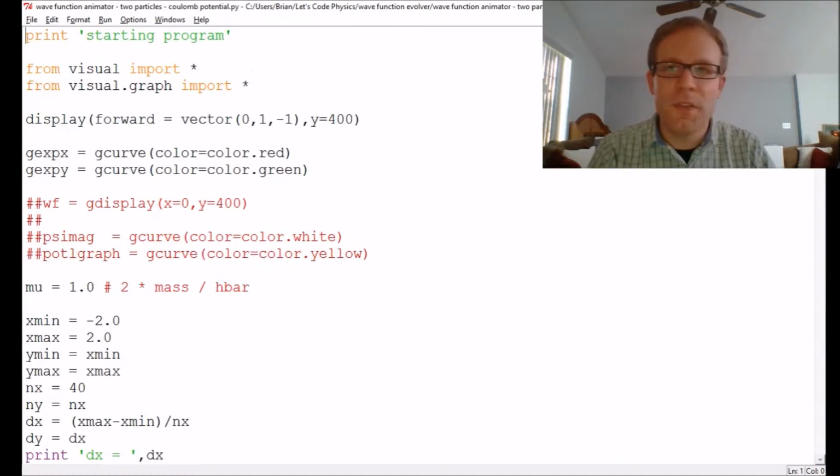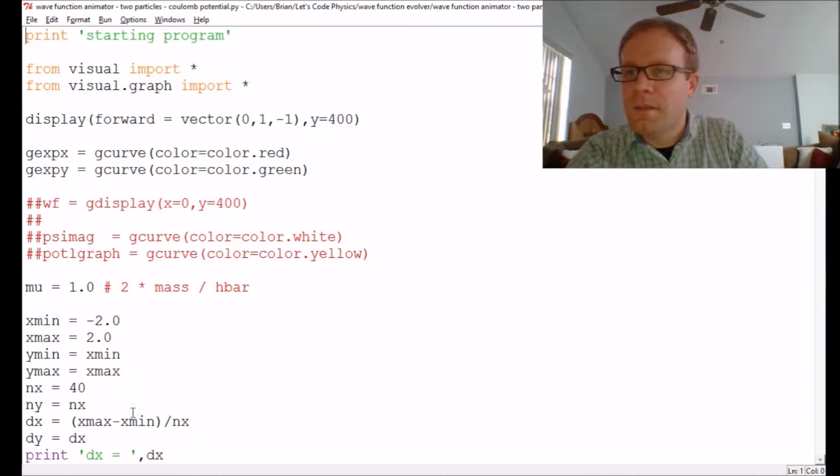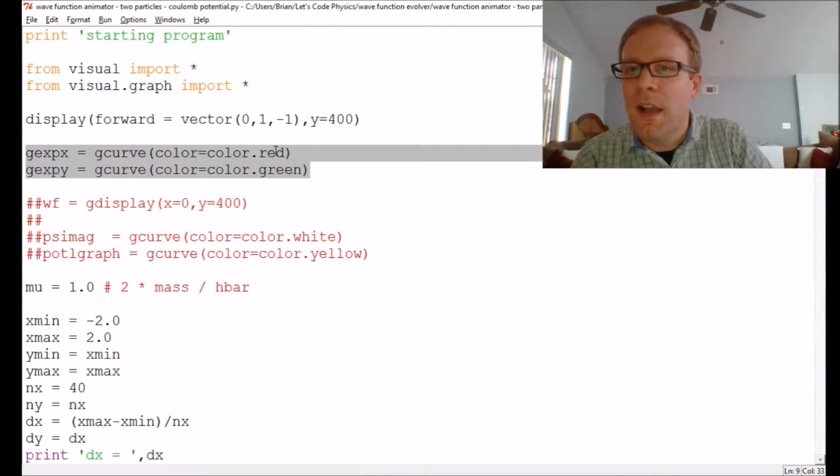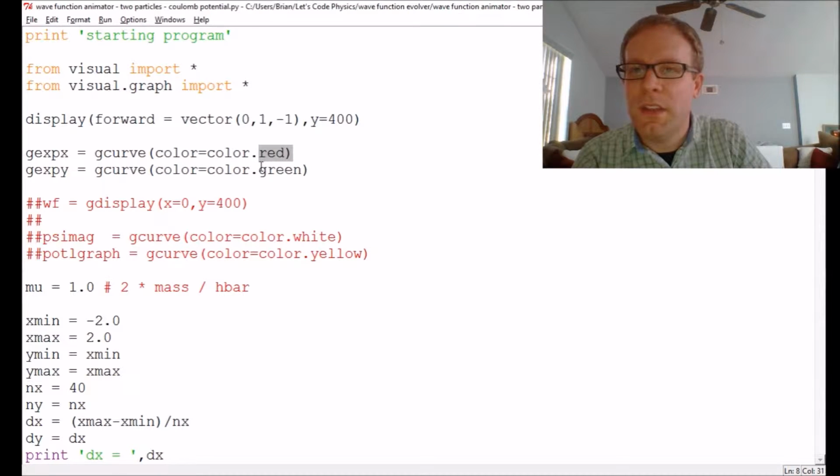So let's go over to the code. What I've done is I've set up 2 graphs now for the expectation value. They'll be on the same graph, just 2 different plots. One's going to be colored red, the other one's going to be colored green. So we're doing the red-green show today.